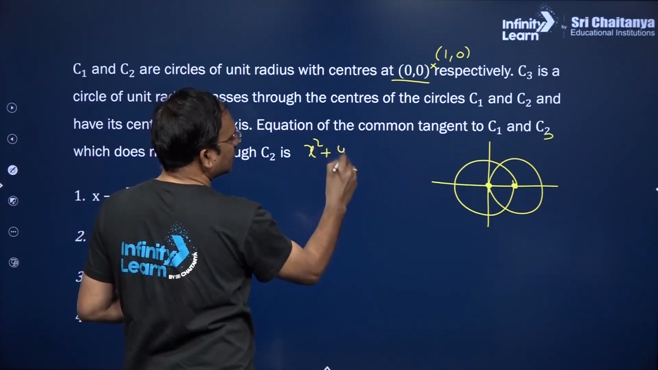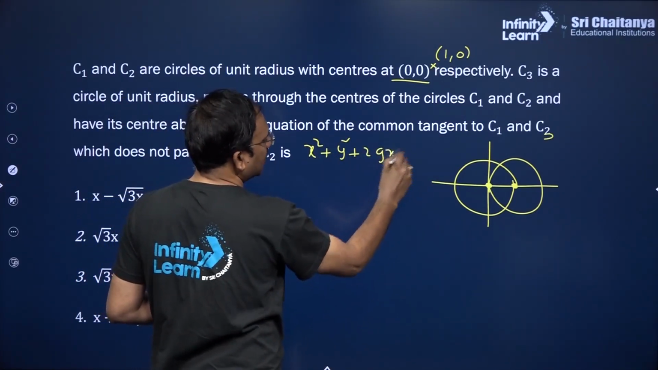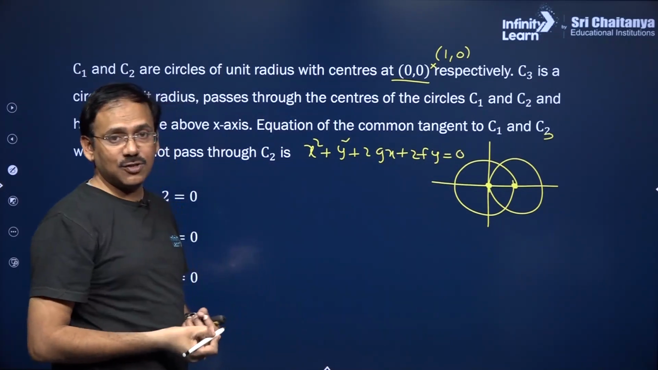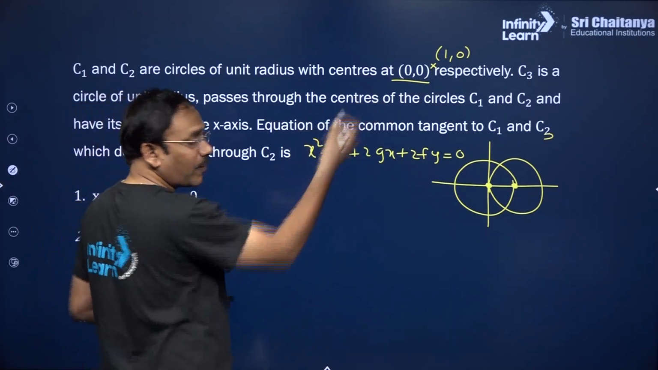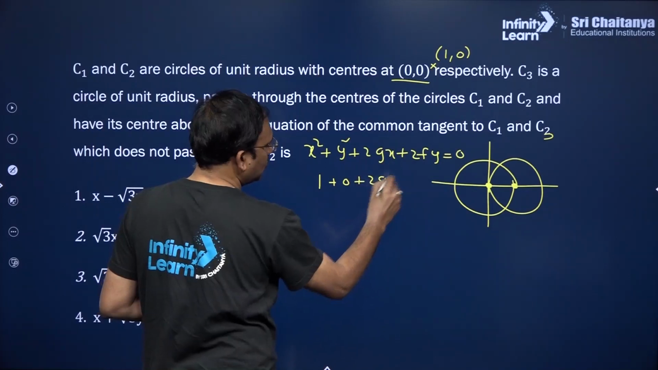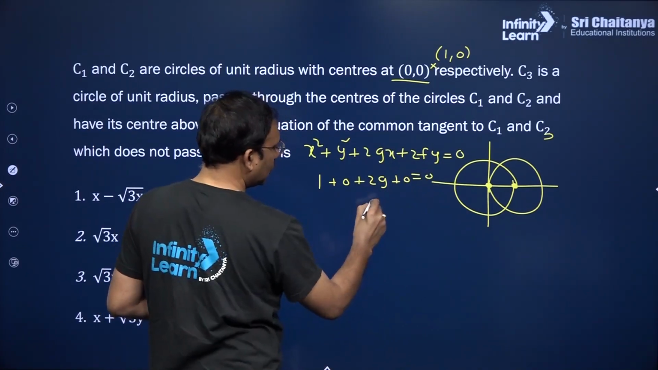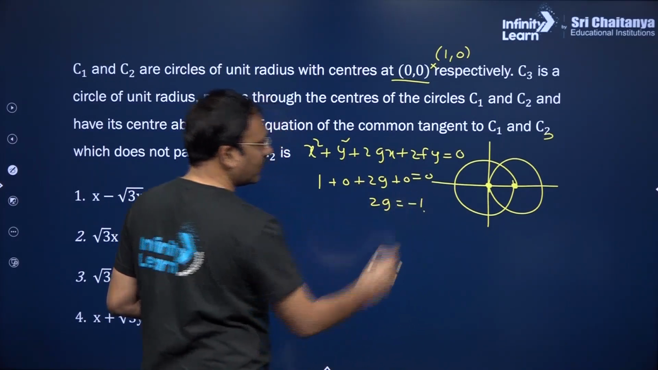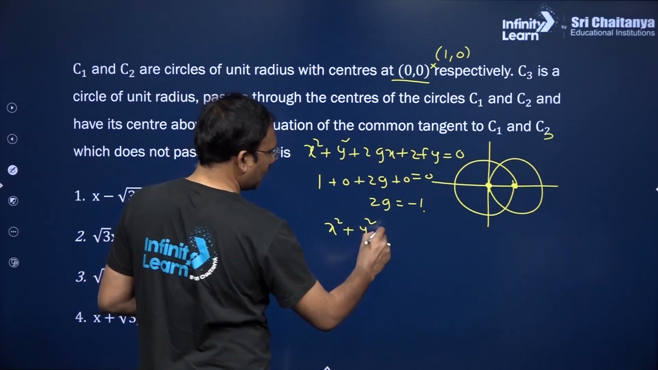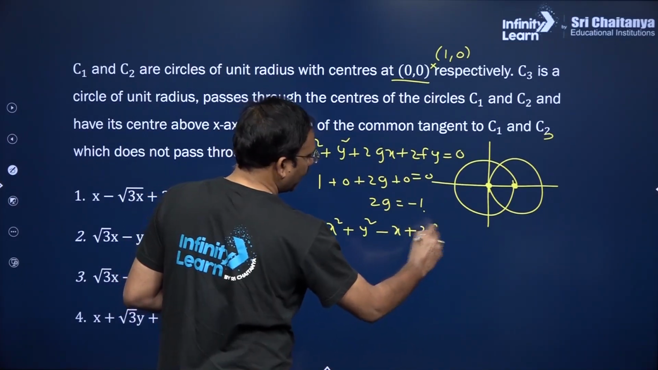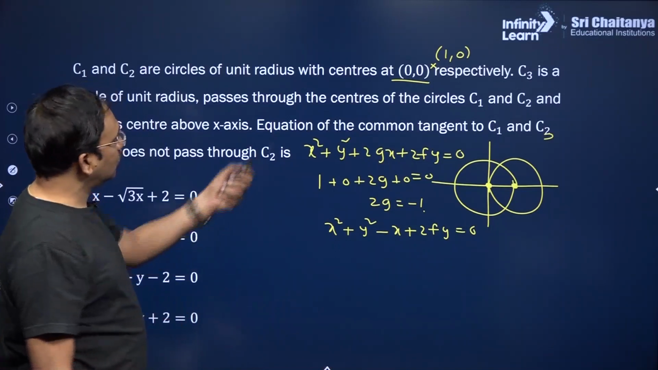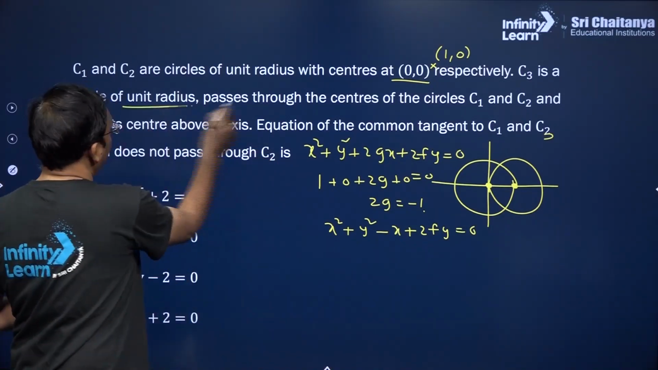Can I write it as x square plus y square plus 2gx plus 2fy is equal to 0, because it is passing through 0, 0. Now it is also passing through 1, 0. Substituting, 1 plus 0 plus 2g plus 0 equal to 0, you get 2g value as minus 1. So you can write it as x square plus y square minus x plus 2fy is equal to 0. Given its radius is 1, C3 is a circle of unit radius.